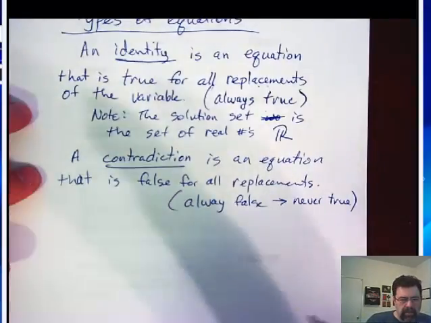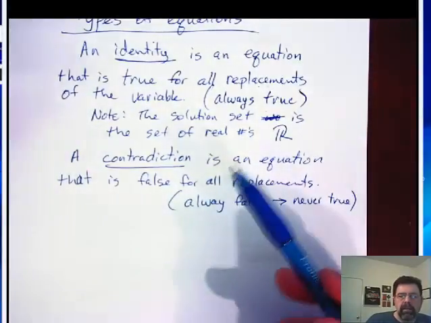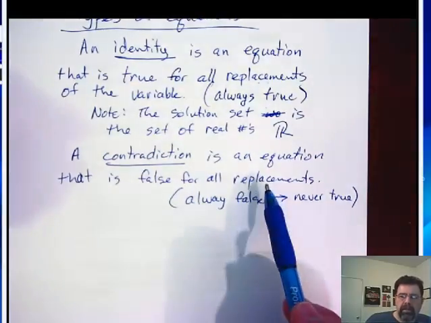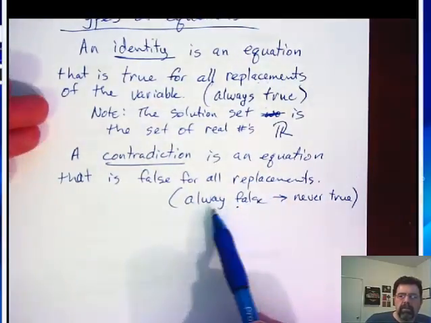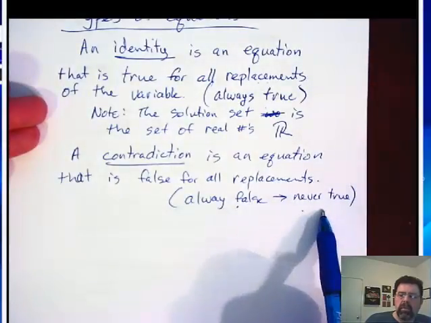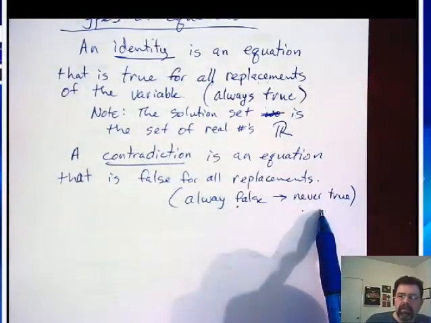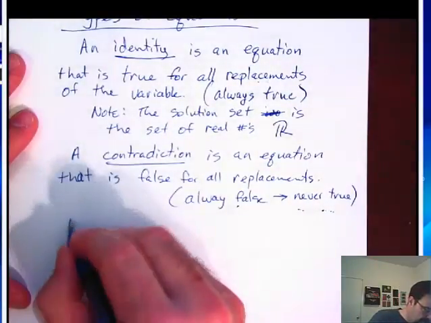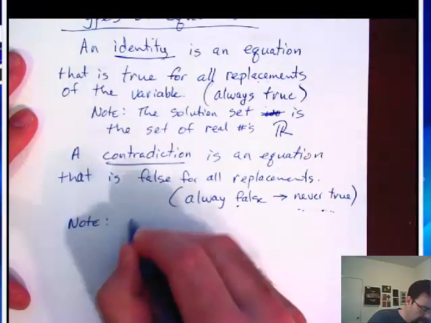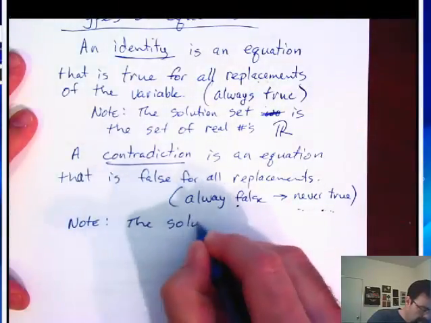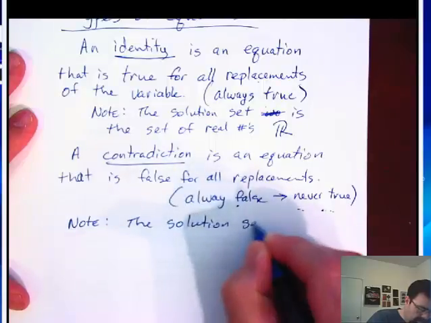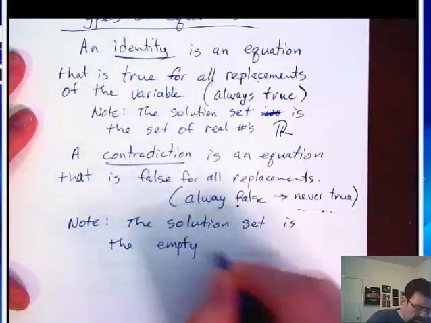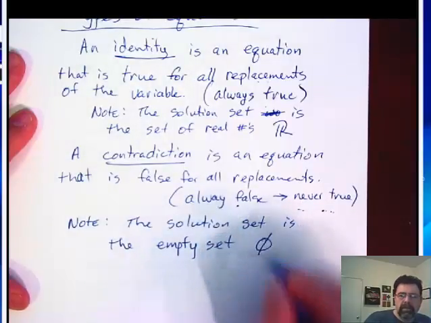So this always gets people when I ask in class, okay, so what's the solution set? And again, the solution set is all the things that make the statement true. Well, if the statement's never true, if it's a contradiction, it's always false, so it's never true. So what makes it a true statement? Well, if it's never true, then nothing makes it true. So the solution set is empty.